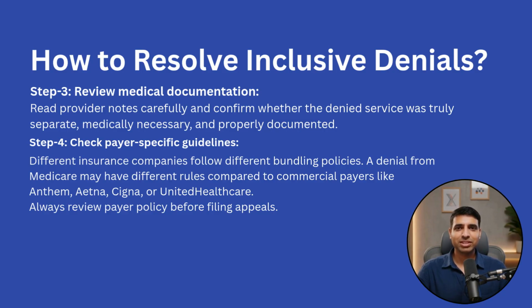The fourth step is check payer specific guidelines. Different insurance companies follow different bundling policies. A denial from Medicare may have different rules compared to commercial payers like Anthem, Aetna, Cigna, or United Healthcare. Always review payer policy before filing appeals.